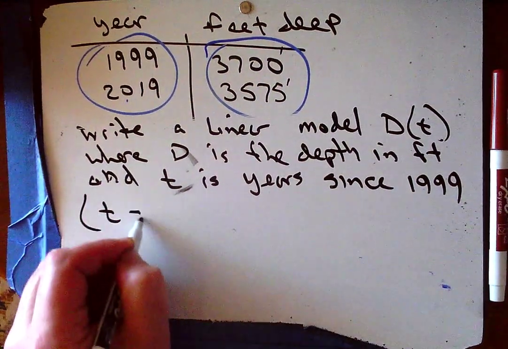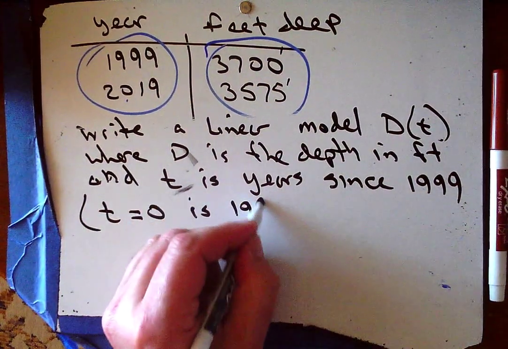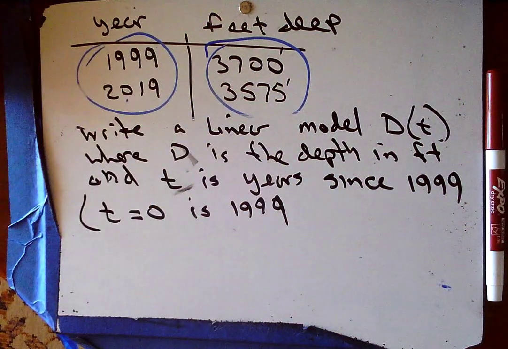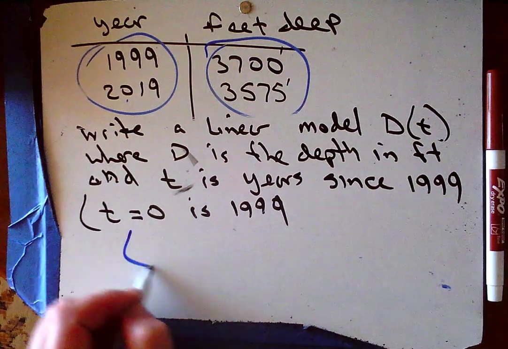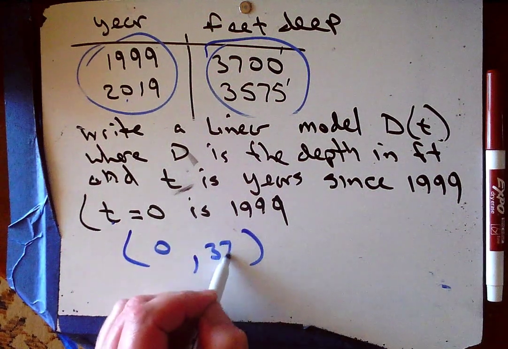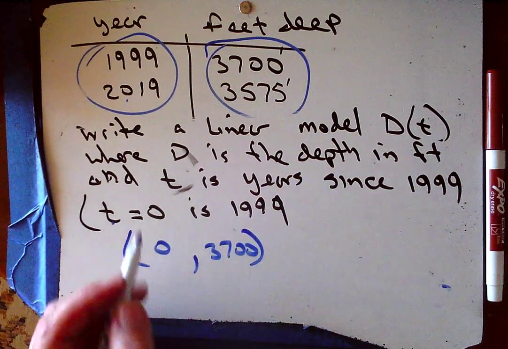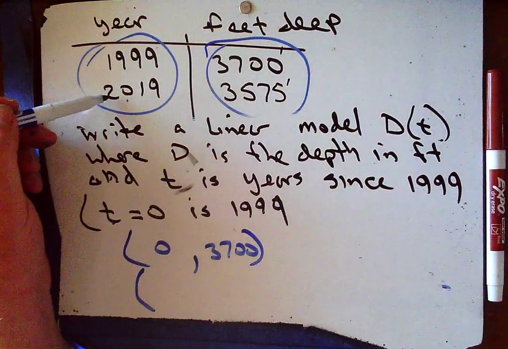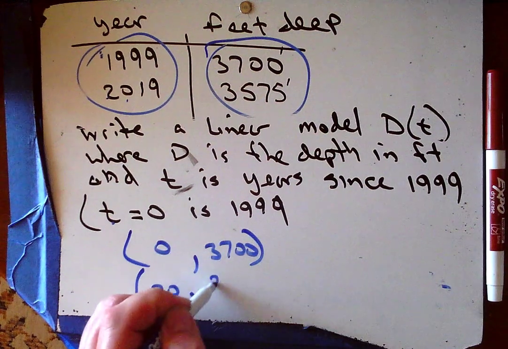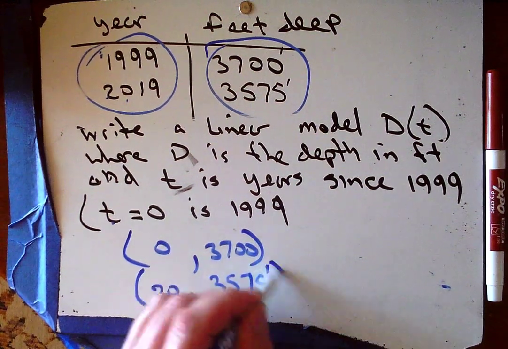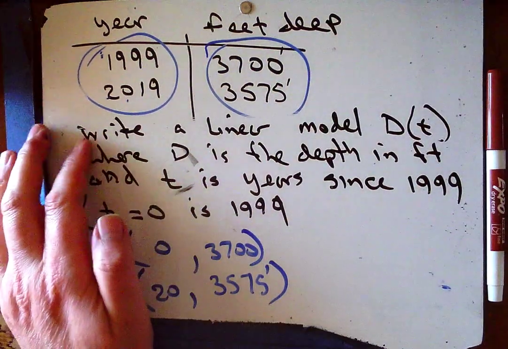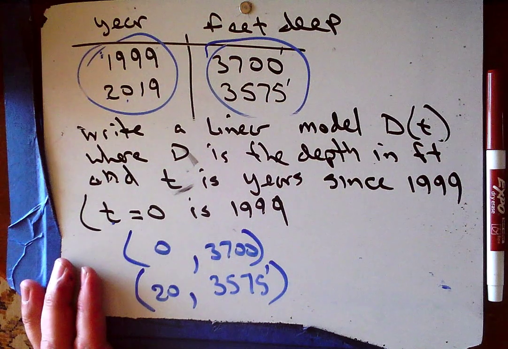That means t equals 0 is 1999. So I'm going to be thinking about this information here in this table as some ordered pairs. My first ordered pair is time equals 0. We have 3,700 feet. My second ordered pair, how many years after this one is this one? 20 years later. We have 3,575 feet. So now I've got these two ordered pairs, and I want to write a linear model for the depth as a function of time.